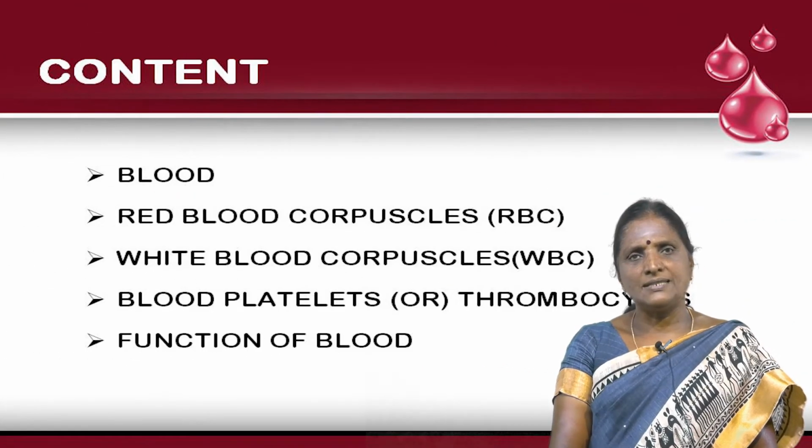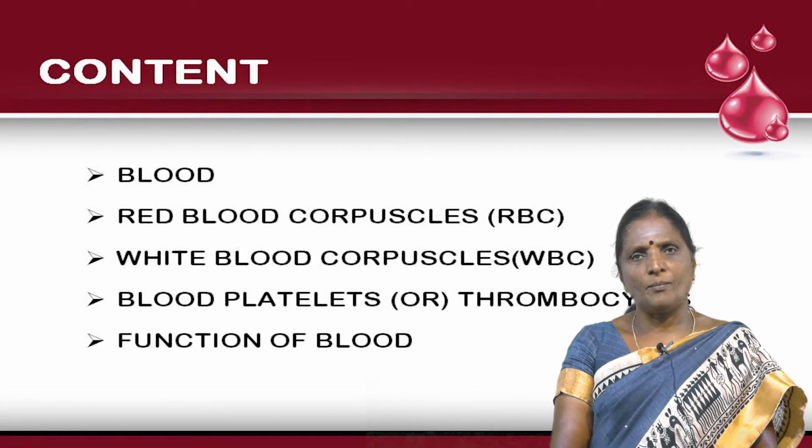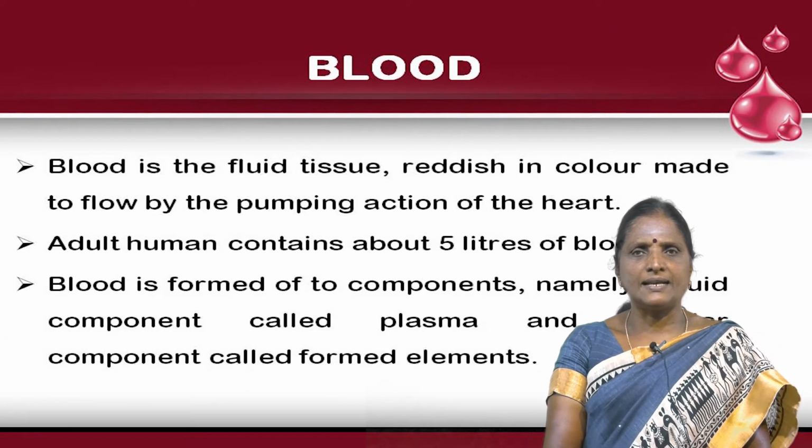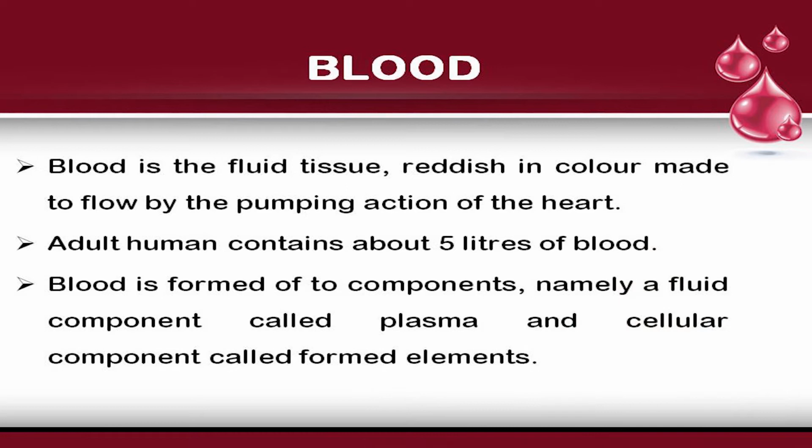Now I am going to discuss blood and its components. Blood is a fluid tissue, reddish in color, made to flow by the pumping action of the heart. An adult human contains about 5 liters of blood. Blood is formed of two components, namely a fluid component called plasma and a cellular component called formed elements.